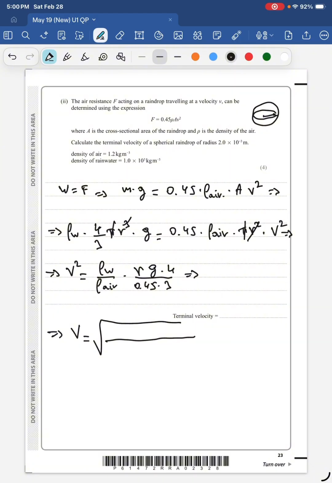Okay, so let's plug in numbers. 1 times 10 to the third for the density of water times the radius, which is 2 times 10 to the negative 3, right? Okay, times 9.81 times 4 over 1.2 times 0.45 times 3. Okay, and if we do this calculation, we find 6.96 meters per second. Okay, that's the answer.